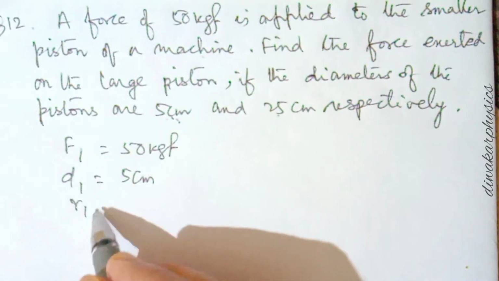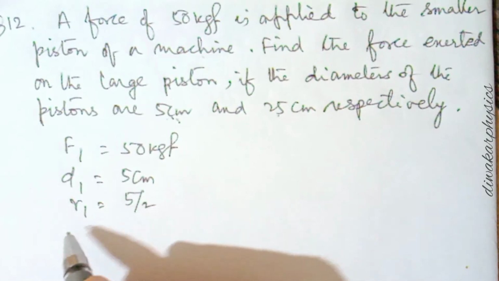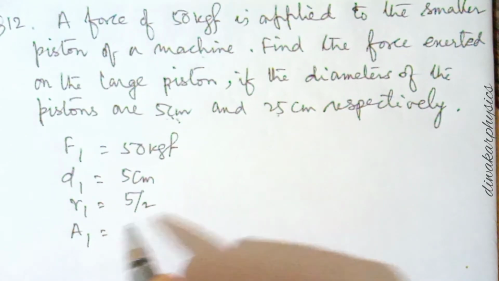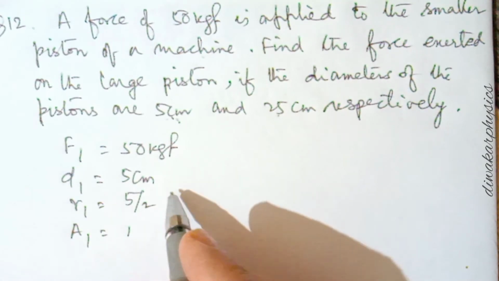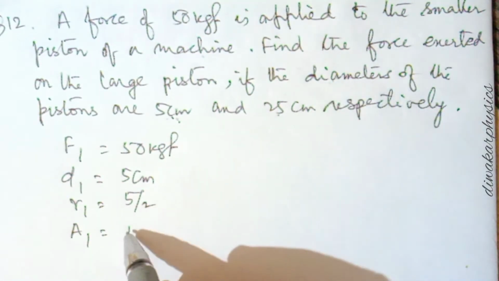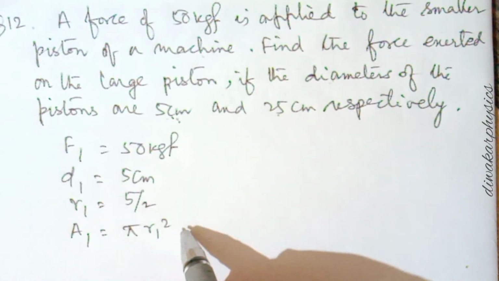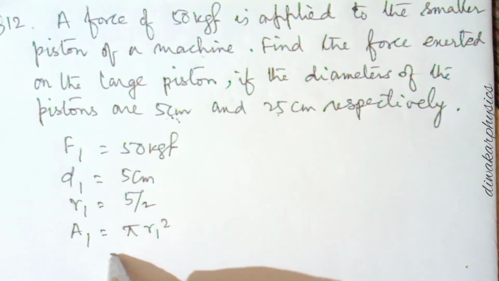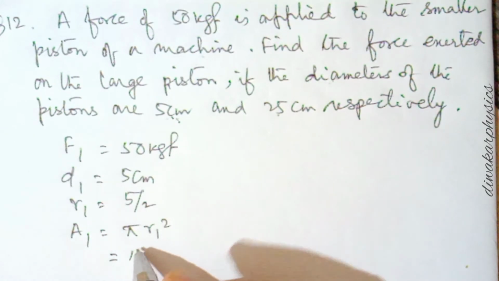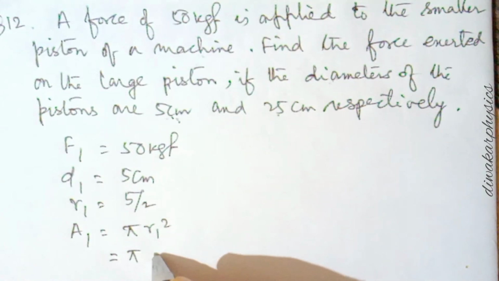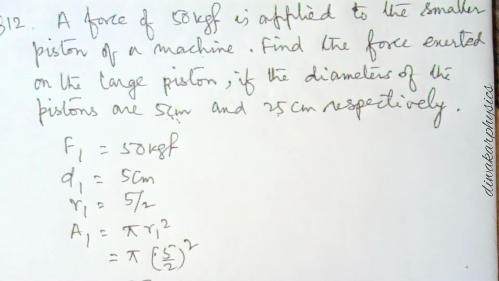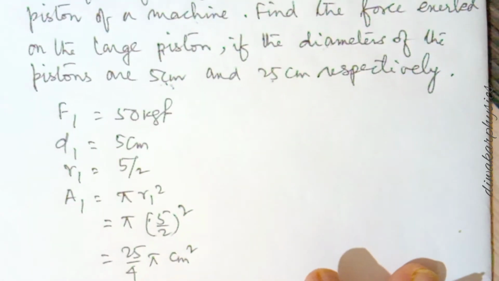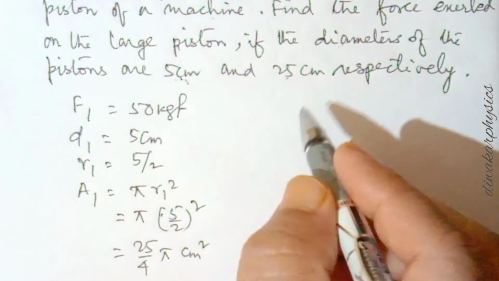Then from here you find R1. Then you find A. So this is given diameter, so it must be circular. Pi R1 square. Then how much? Pi, 5 by 2 square. So 25 by 4 pi centimeter square. This one. Now go to F2.